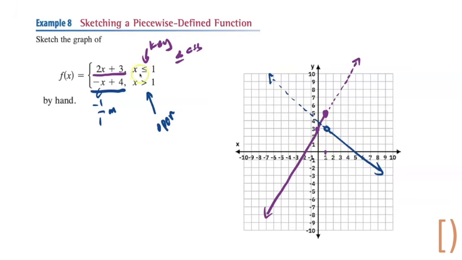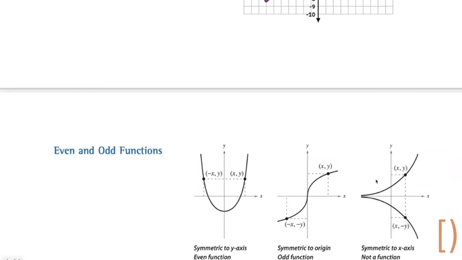So I want this graph anywhere it's less than 1. So I draw the whole line. I erase the stuff that I don't need. Same thing with this one. I graph that whole line. I erase the stuff I don't need. I just need greater than 1. That's a piecewise function. Okay, last bit of stuff here.